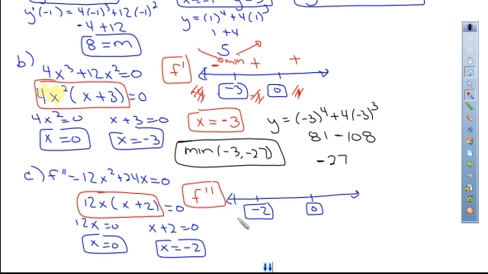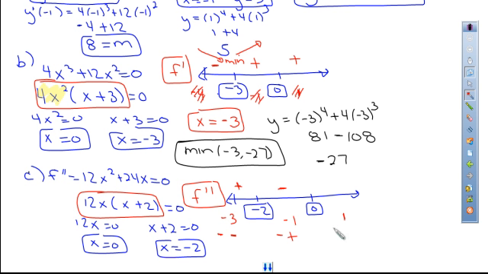So I need a number to the left of negative 2, so negative 3. So 12 times negative 3 is negative. Negative 3 plus 2 is negative. So negative times negative is a positive. The number between negative 2 and 0 is negative 1. So 12 times negative 1 is a negative. Negative 1 plus 2 is a positive. So that's going to be a negative.